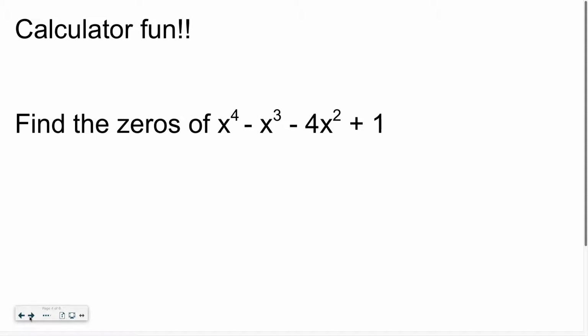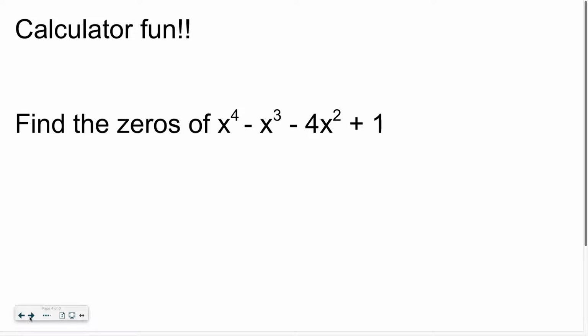Oh, they weren't actually all the way in. There we go. Okay, so they weren't actually charged up, huh?